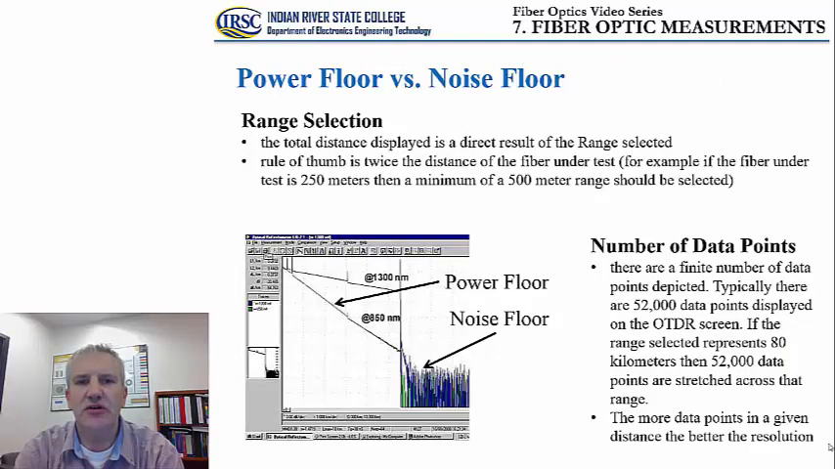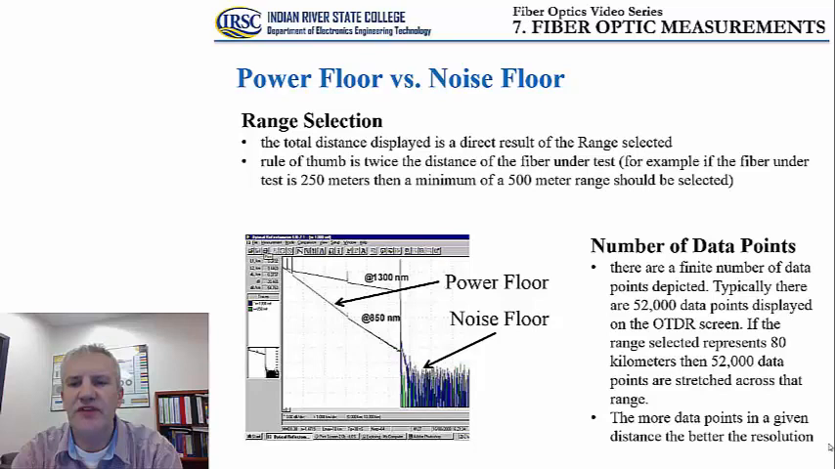These are two other important aspects of OTDR measurement, the so-called power floor and the noise floor. We are talking here about the range selection. The total distance that's displayed on the OTDR screen is a direct result of the range selected. Obviously, this depends on the length of the fiber optic cable that's under the test. If the cable under the test is longer, you have to specify a longer range. A rule of thumb is twice the distance of the fiber under the test. So if your fiber under the test is, let's say, 250 meters long, then your range on the OTDR should be at least 500 meters long.